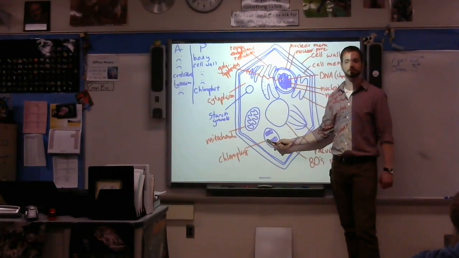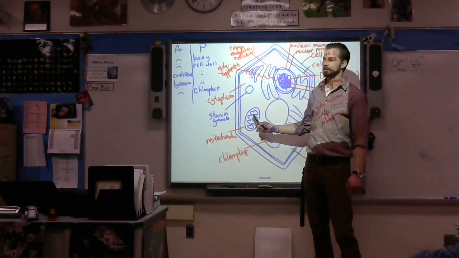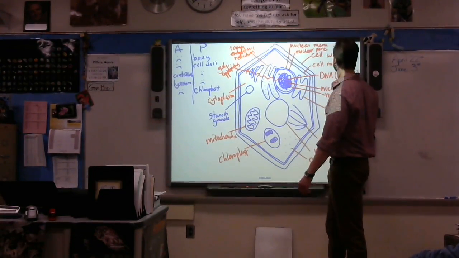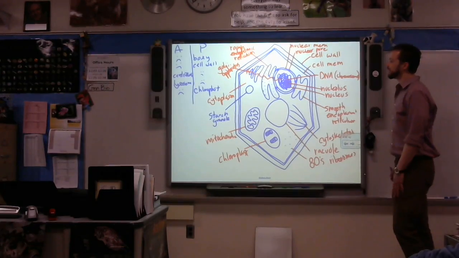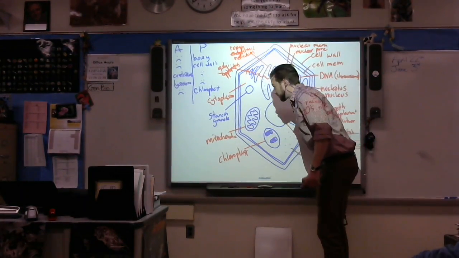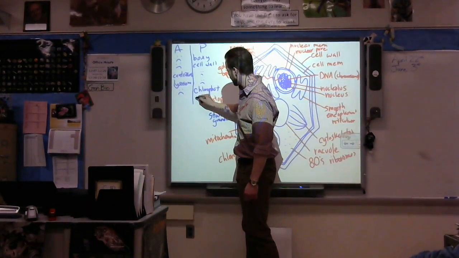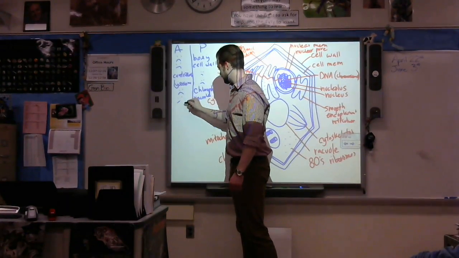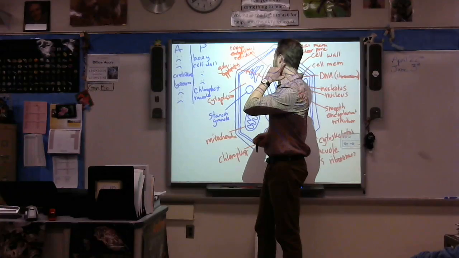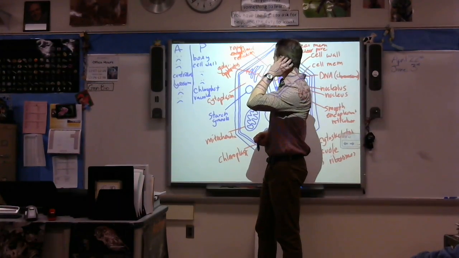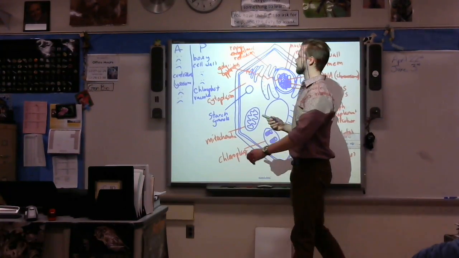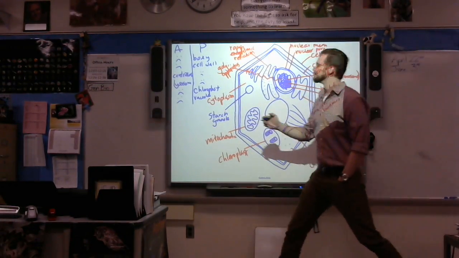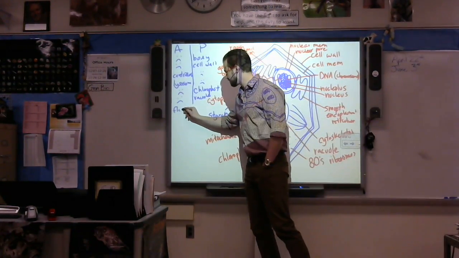Chloroplast produces glucose in photosynthesis. Mitochondria produces ATP in cell respiration. And if we want to keep going with our list over here, the plant cell has a vacuole. Animal cells do not. If I remember correctly, there are three things that the plant cell has: starch granules, flagellum. Flagellum, that's it. It can have a flagellum.